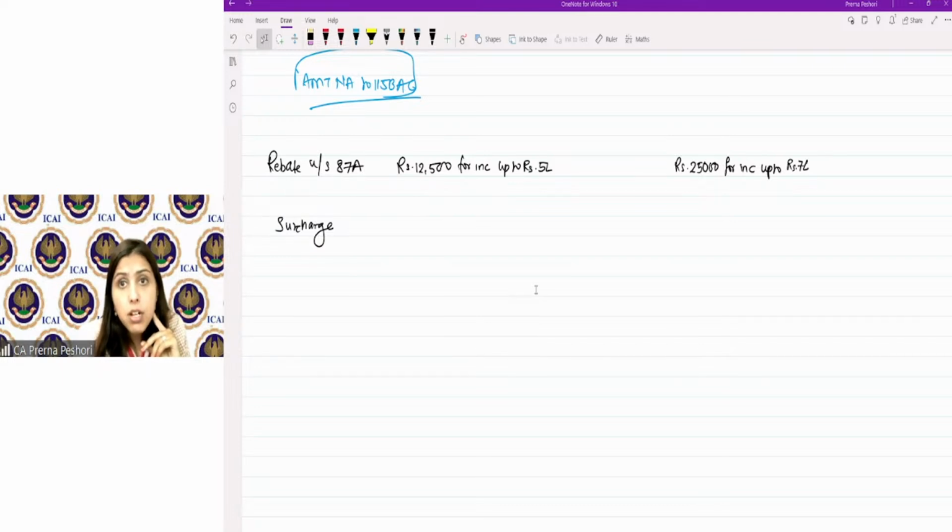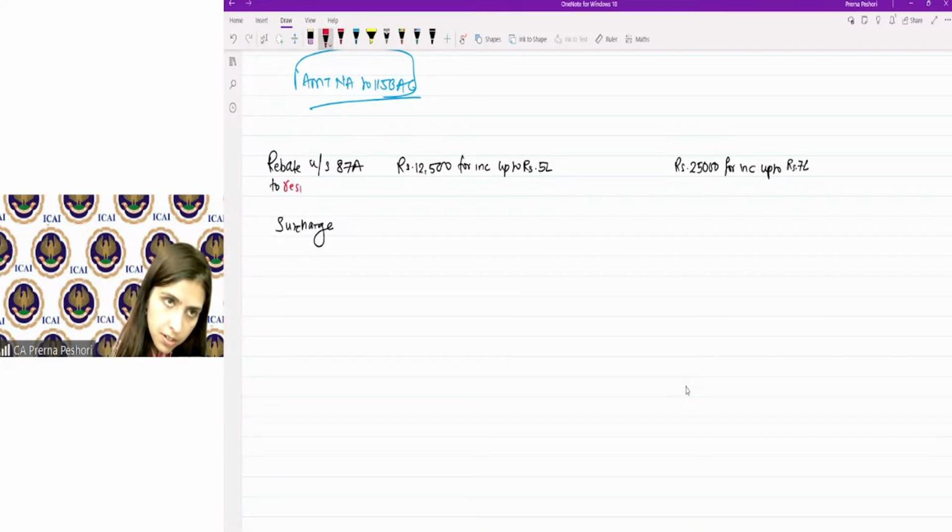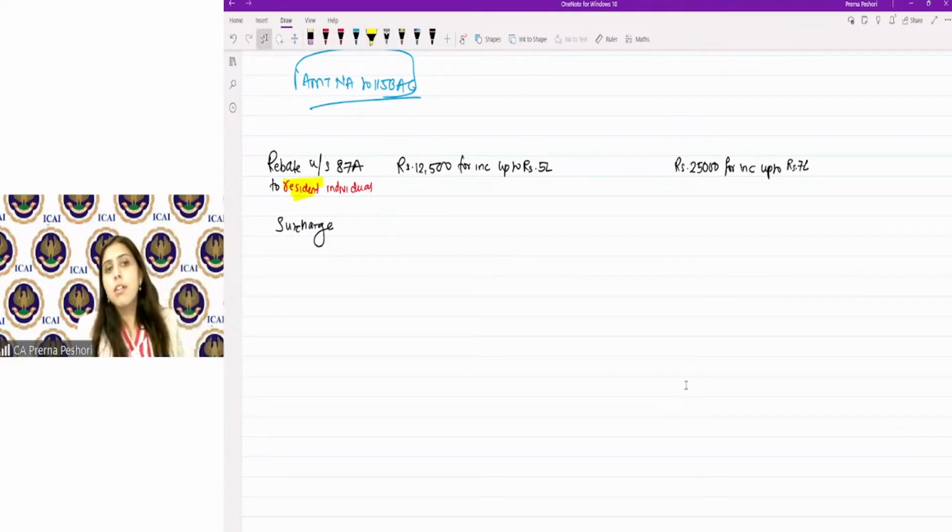Okay, one more point. The rebate is applicable only to a resident individual. Remember that. Rebate is only to a resident individual. It is not applicable to a non-resident. Okay? It cannot be applicable to a non-resident. Fine. Now, going back to the surcharge.